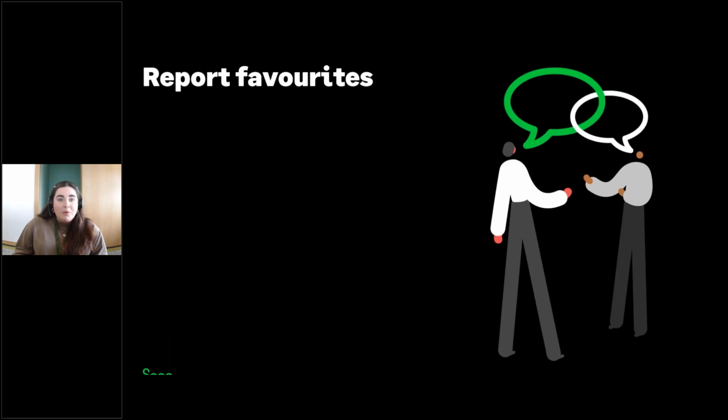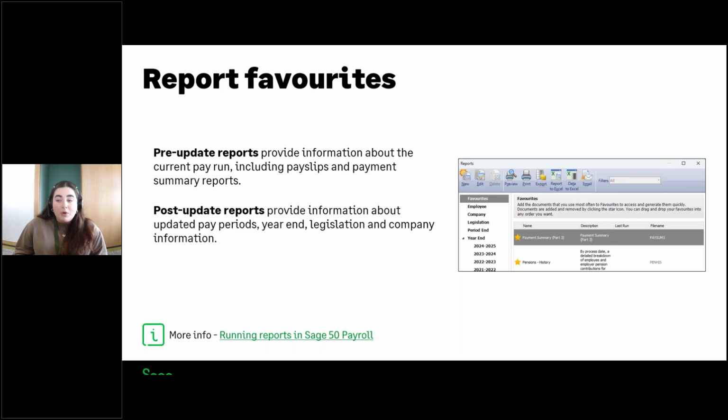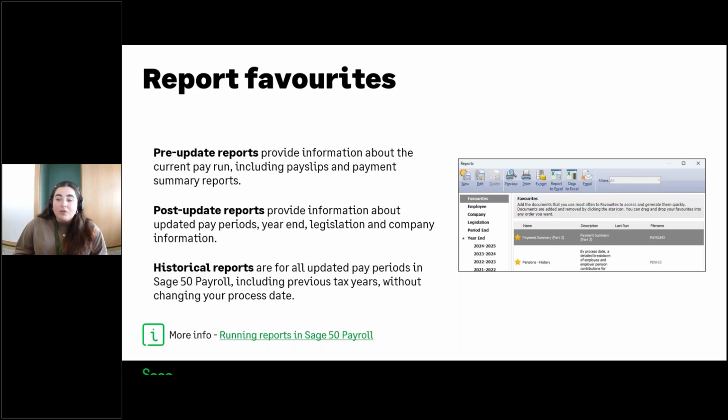So the first section then, report favourites, and I do want to start with just a little bit about each type of report. So first of all, pre-update reports. These provide information about the current unupdated pay run, including pay slips and payment summary reports. Post-update reports provide information about already updated payment periods, year-end, legislation and company information. And historical reports are for all updated pay periods in Sage 50 Payroll, and that does include previous tax years as well, without having to change your process date.